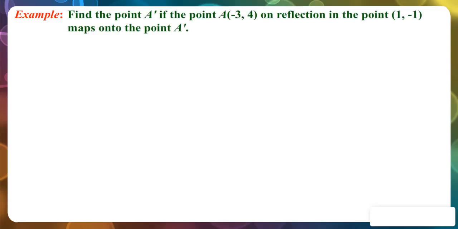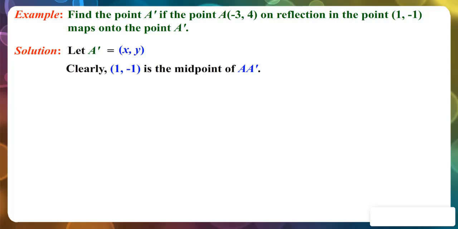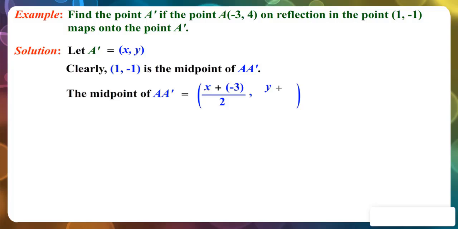Let's take the next example. Find the point A dash if the point A (-3, 4) on reflection in the point (1, -1) maps onto the point A dash. Let's solve this. Let A dash be (x, y). Clearly (1, -1) is the midpoint of AA dash. The midpoint of AA dash is ((x + (-3))/2, (y + 4)/2), which is equal to (1, -1).